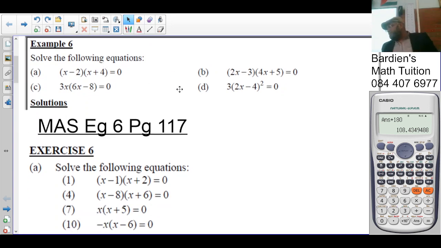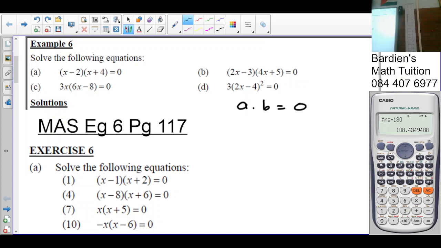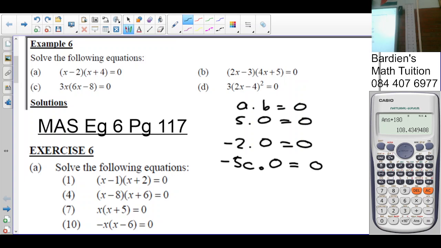To put that in perspective, if you got a times b and it is equal to 0, if a was 5, what did b have to be to give you an answer of 0? 0. Can you see that? If a was minus 2, what must b be to be 0? 0. If a was minus 5c, what must b be to give you 0? Can you see that?